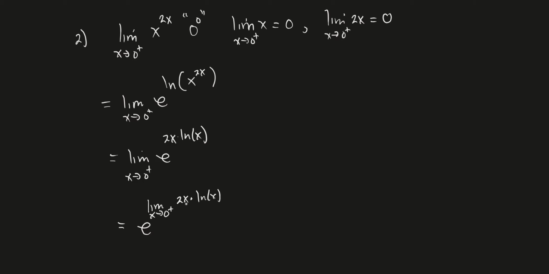Now, as x approaches 0, 2x approaches 0. But as x approaches 0, remember the natural log has an infinite limit at x equals 0. It goes off to negative infinity, right? So there we have this product again of something that's getting very, very small and something that's getting arbitrarily large in a negative way. Well, what's going to happen to the product? What's going to cancel what out? Well, let's see.